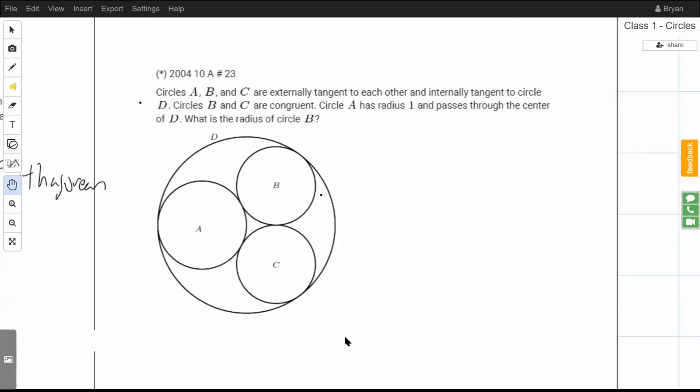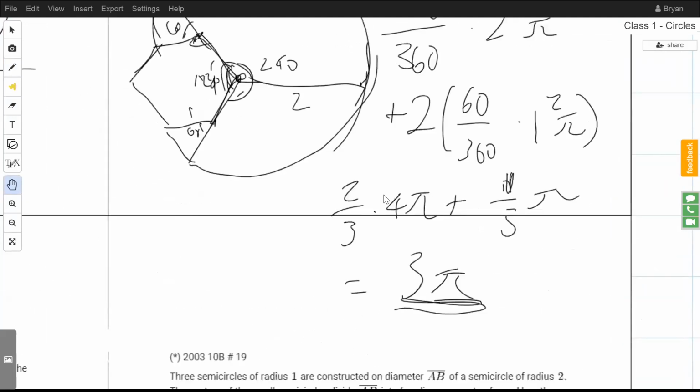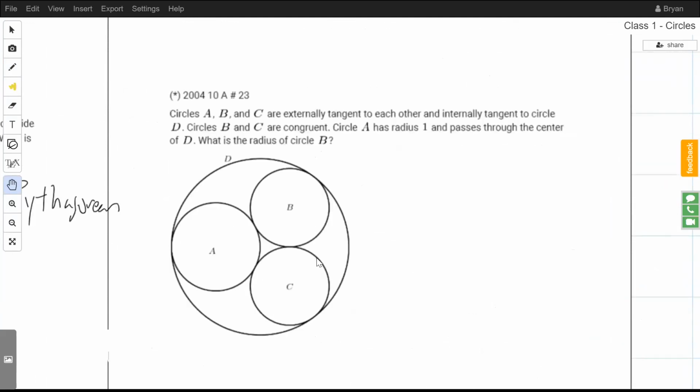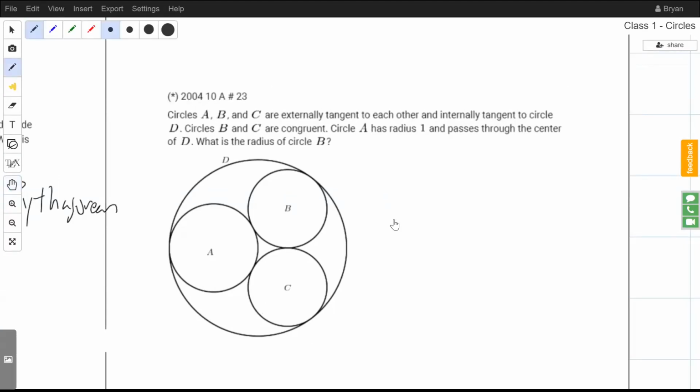This problem looks very similar to this problem right here. But the difference is that these three circles aren't all the same length. It's very similar, but it's not exactly the same, as the calculations are a bit harder. We have circle A passes through the center of circle D and is larger than each of B and C. We don't know the radii of circle B and C, that's what we want to find, and we know the radius of circle A is just 1.